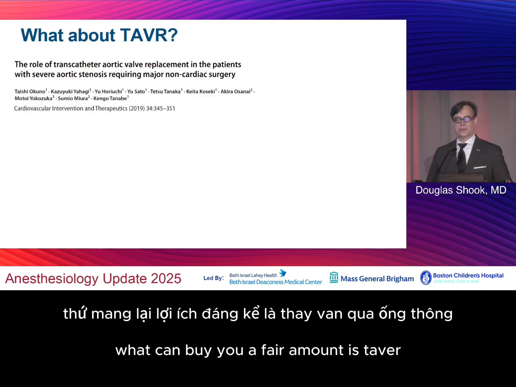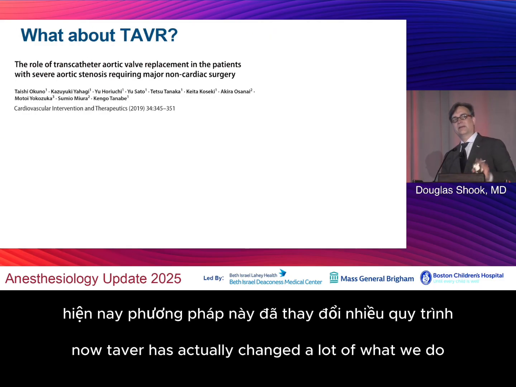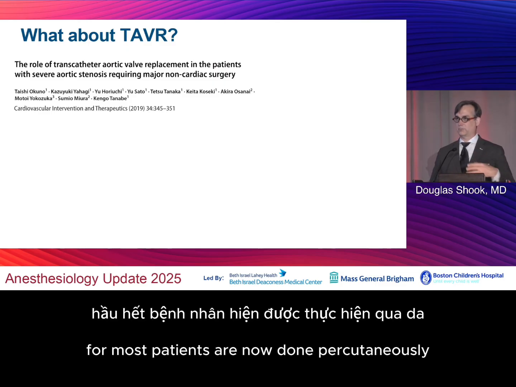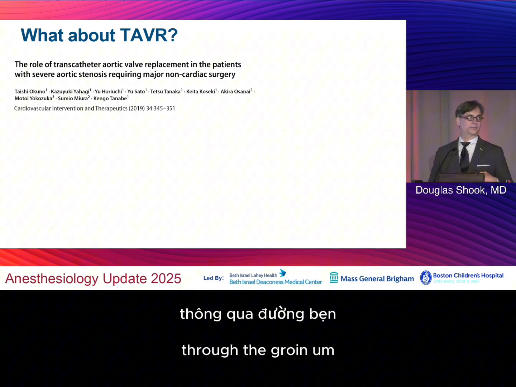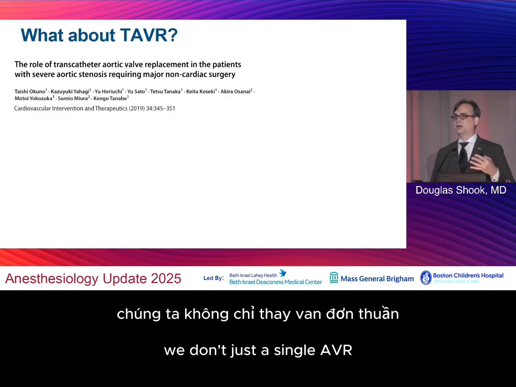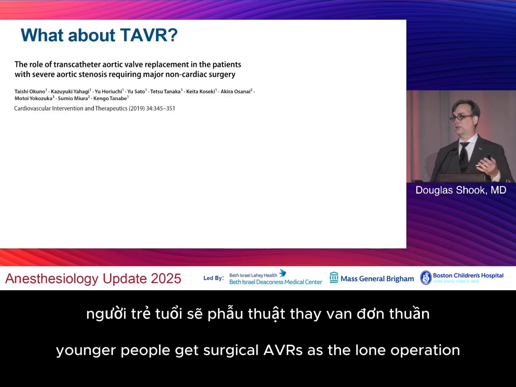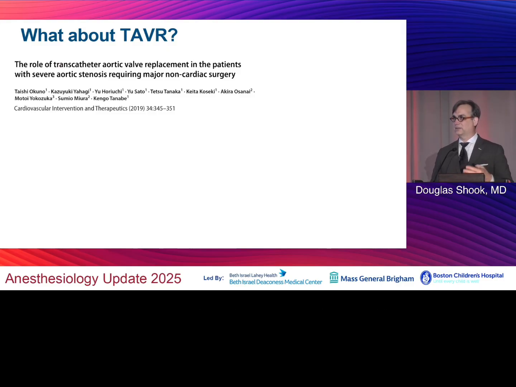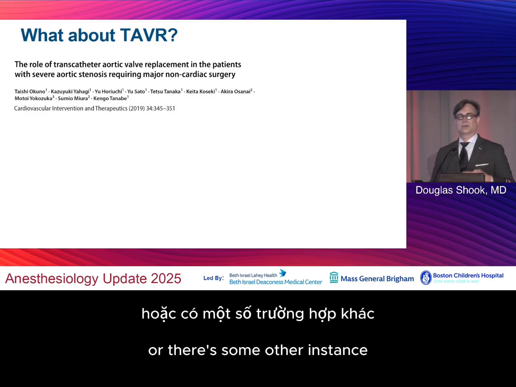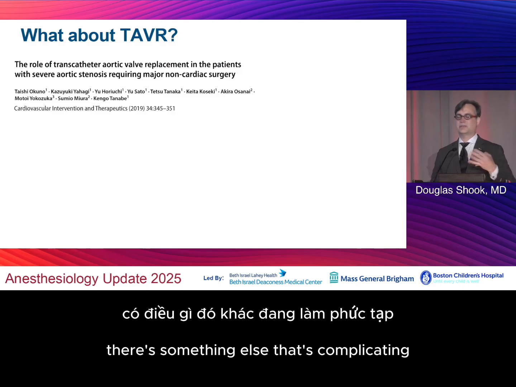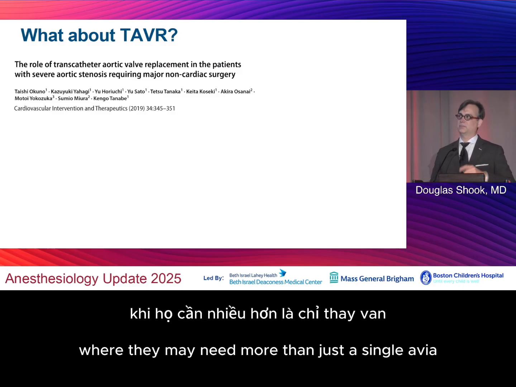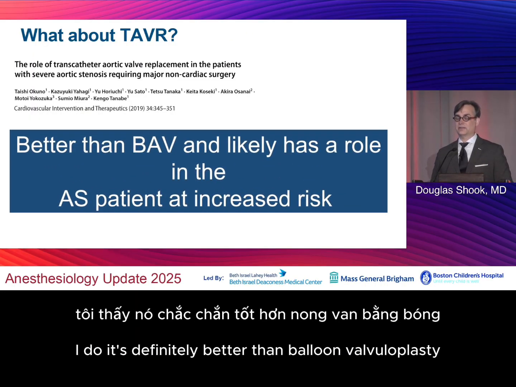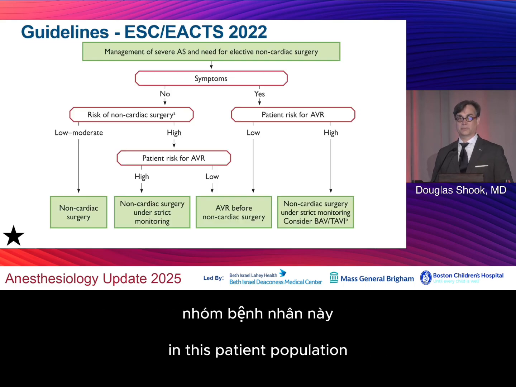What can buy you a fair amount is TAVR. Now, TAVR has actually changed a lot of what we do, right? Isolated aortic valve replacements for most patients are now done percutaneously through the groin. Typically our younger people get surgical AVRs as the lone operation, because maybe we're going to put a mechanical valve in, or they have bicuspid valves, or there's something else complicating their journey where they may need more than just a single AVR, AVR alone. And in that case, it's definitely better than balloon valvuloplasty and likely has an increased role in this patient population.